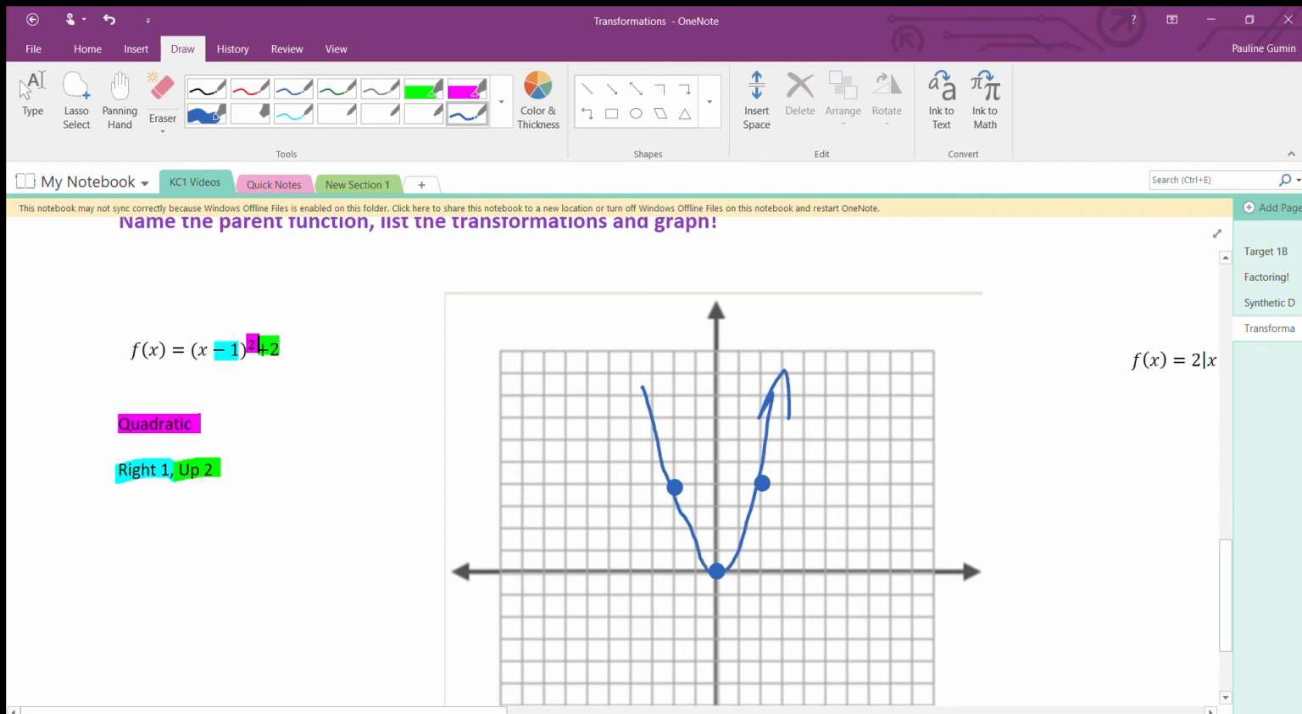So luckily about this guy, since we're just going right and left, right and up, I'm going to take quite literally every single point, and I'm going to move it to the right 1, up 2. Right 1, up 2. Right 1, up 2. And there it is. Wow, that's ugly. That's okay. Let's continue.